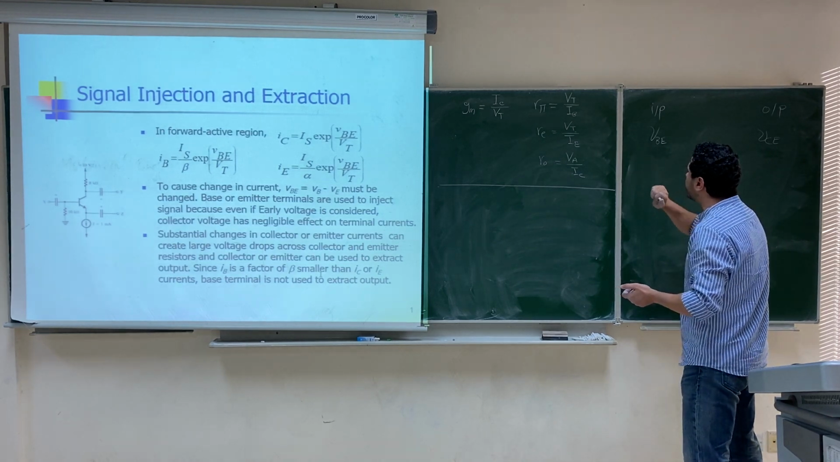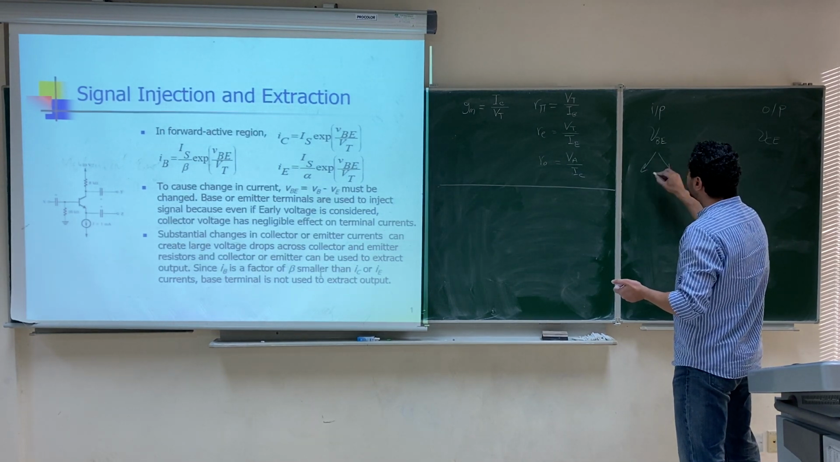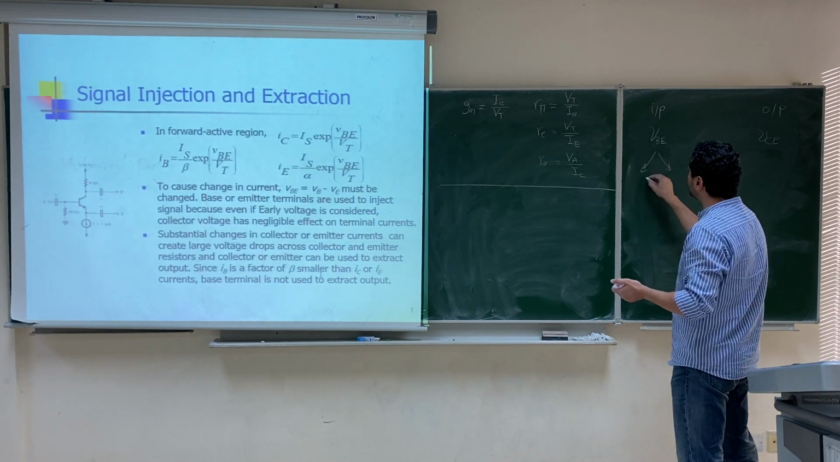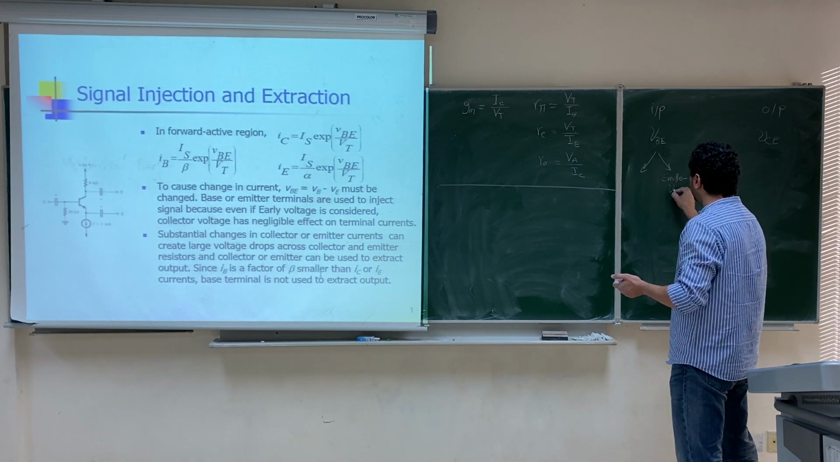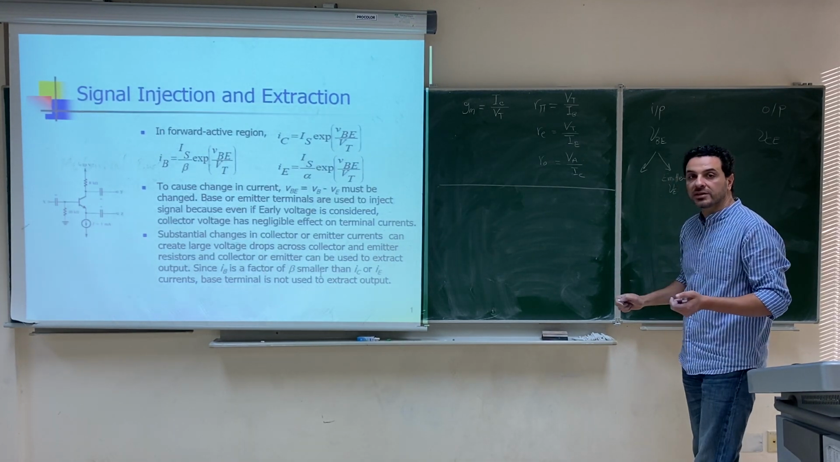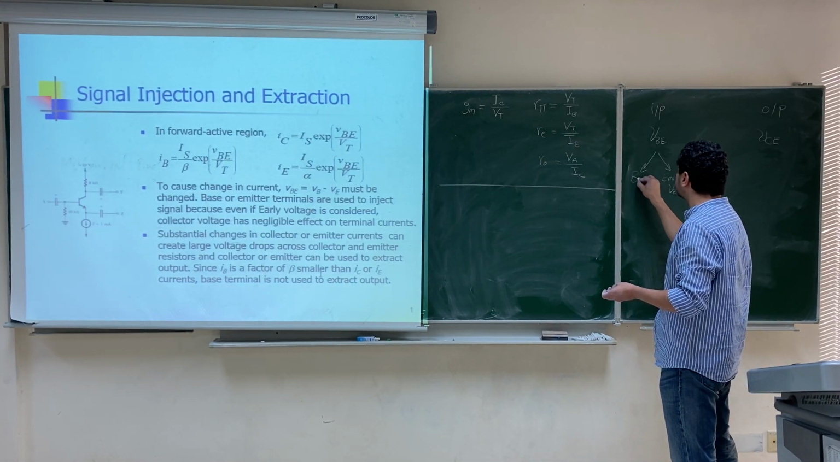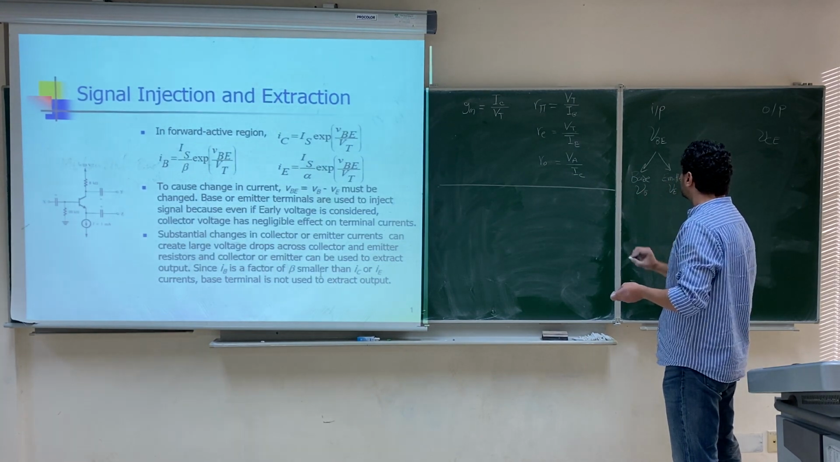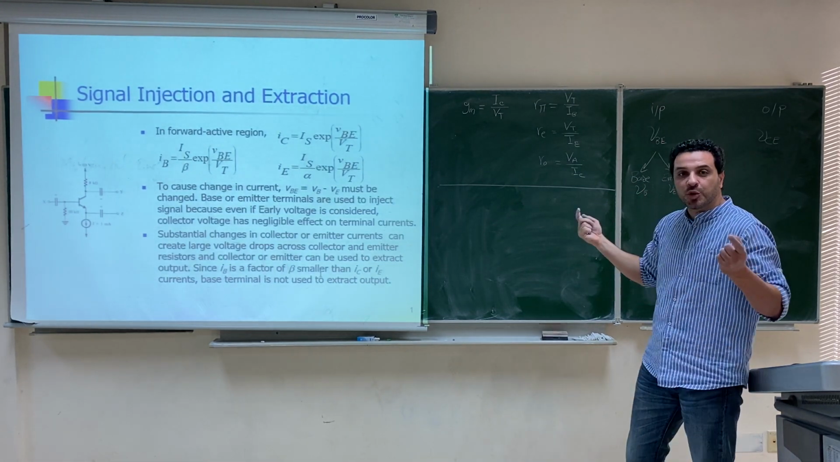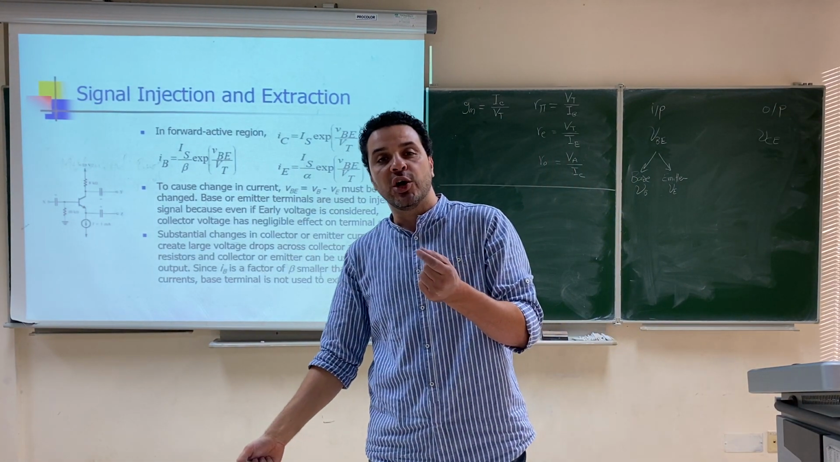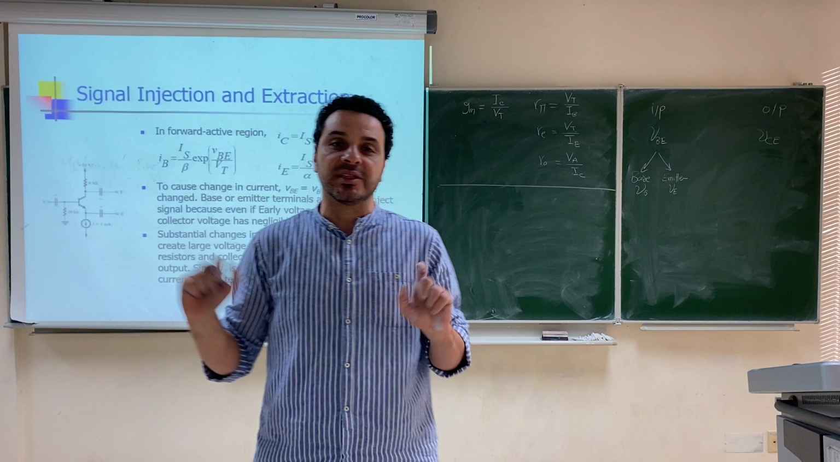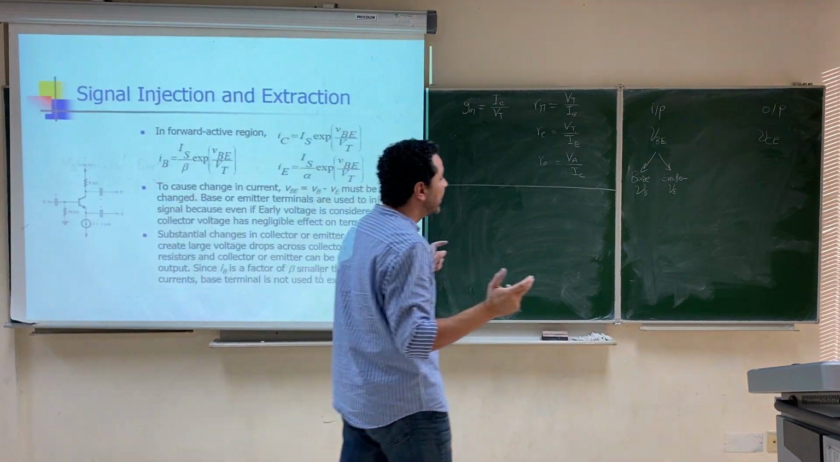In order to change VBE, you have two options. Either you keep the base constant and you change the emitter, you change VE, or you keep the emitter constant and you change the base. In both cases, you can change VBE.